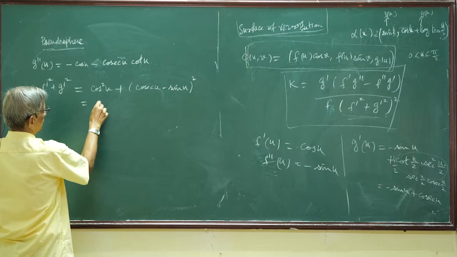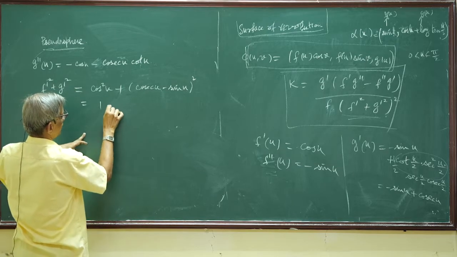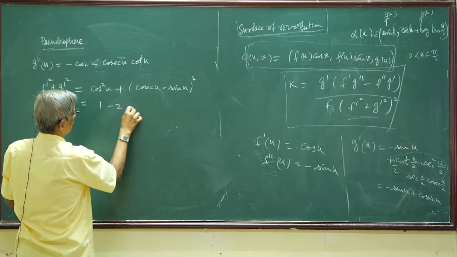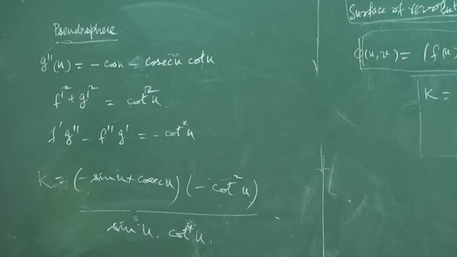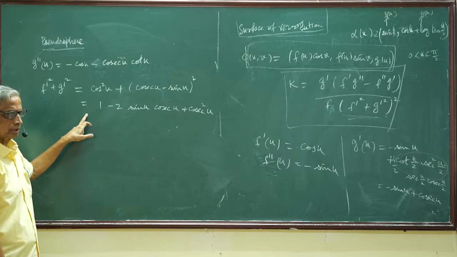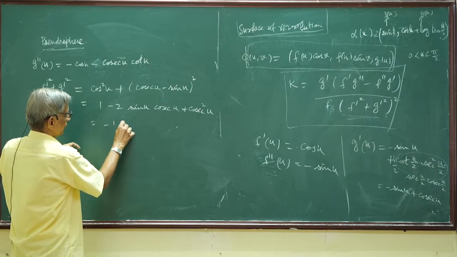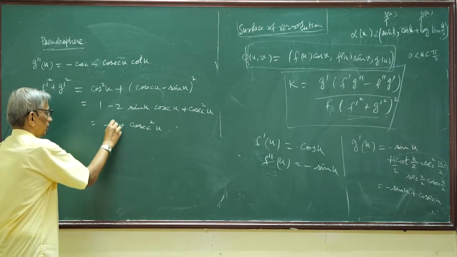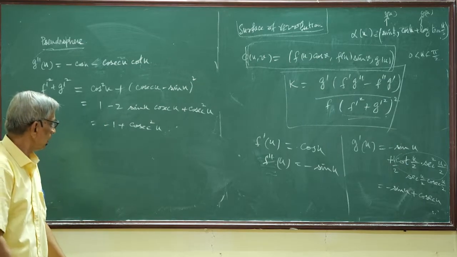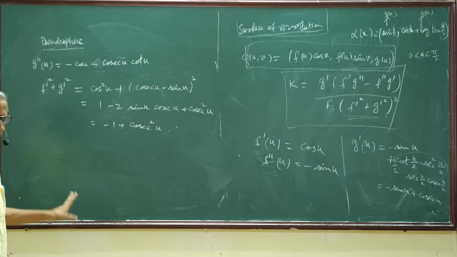Okay, so 1 minus 2 sin u cosecant u plus sin u cosecant u is gone, right? So minus 1 plus cosecant square u. Is this cot square or minus cot square?